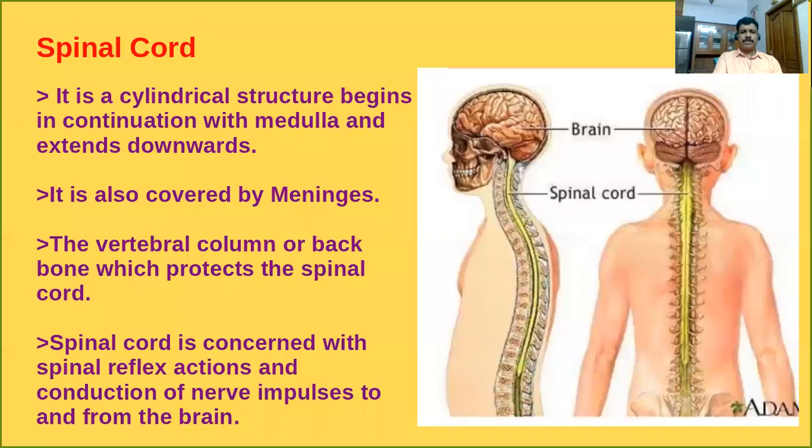Next, I would like to discuss the characteristic features of the spinal cord. You are very familiar: the central nervous system consists of brain and spinal cord. In this diagrammatic representation, you can see that long structure called the spinal cord. It's a cylindrical structure that begins in continuation with the medulla oblongata and extends downwards. As you know, same as the brain, the spinal cord is also covered by a three-layered covering called meninges.